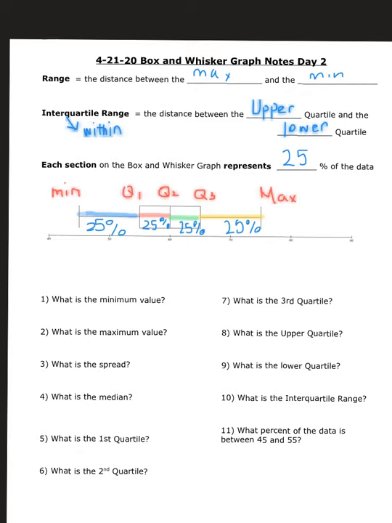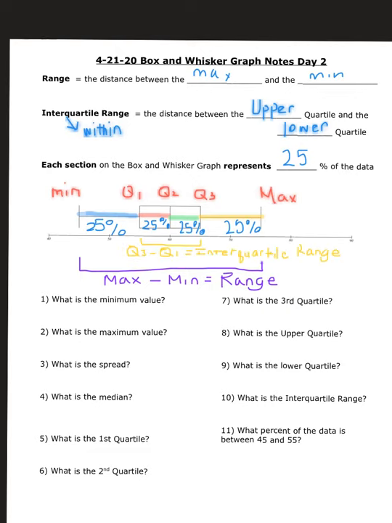Now, before I move on to my questions, I want to make a couple more notes on the box and whisker as far as what the range is and the interquartile range. So the range is the distance between the max and the min. And the interquartile range is the distance between the upper quartile and the lower quartile, or Q3 and Q1. Okay, now that I got all these notes down on my paper, I'm going to go ahead and answer the questions.